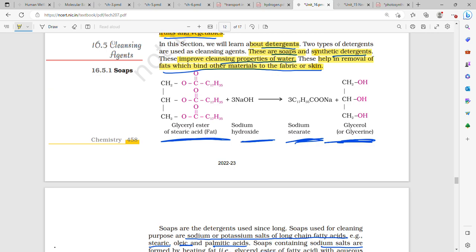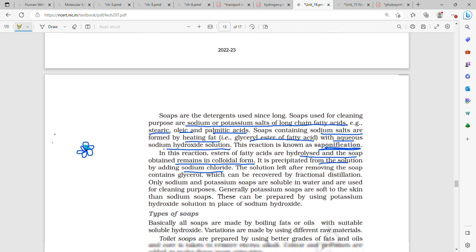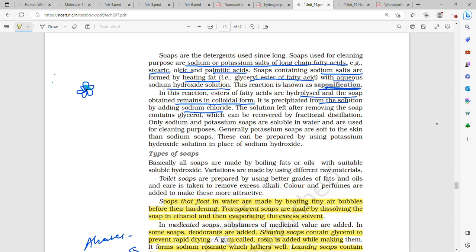So see, this is the structure of glyceryl ester of stearic acid, that is fat. Glyceryl ester of stearic acid, fat, plus sodium hydroxide, it gives sodium stearate and glycerol or glycerin. So soaps are the detergents. So first we'll learn about soaps.